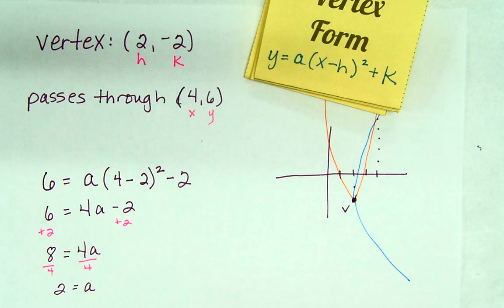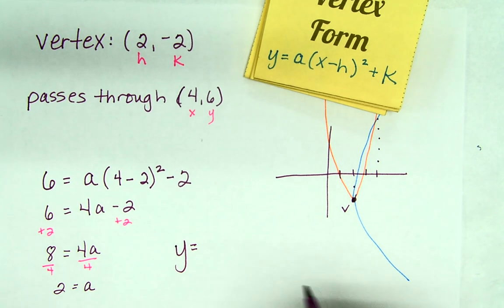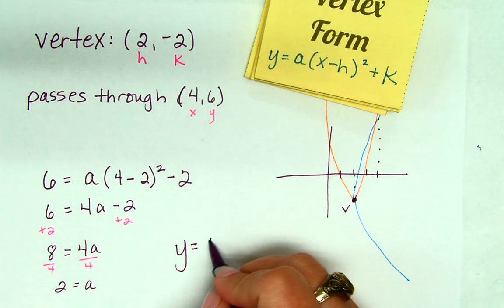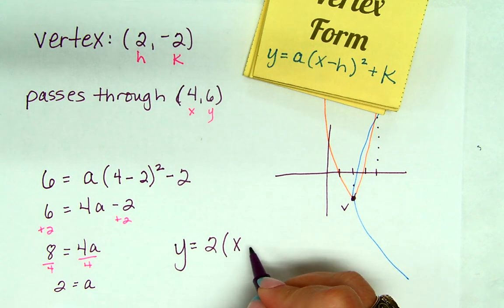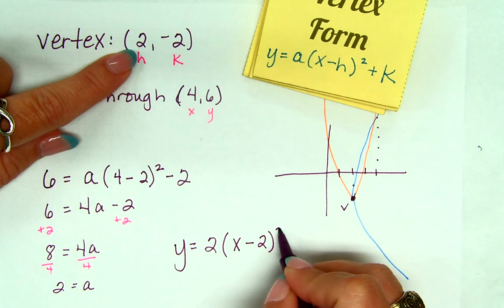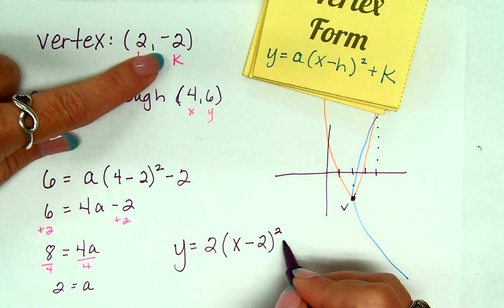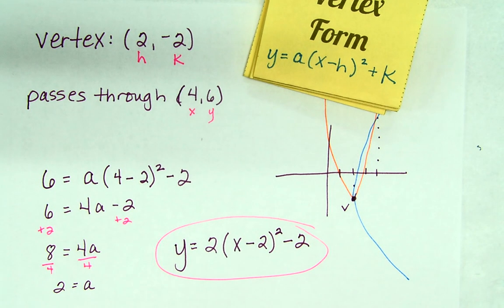Now do I have enough information to write the equation in vertex form? Tell me what it is. It's y equals what? 2, x, minus 2, squared, plus k, minus 2. Done. Does that make sense? Should we do another one? Yes, okay, excellent.